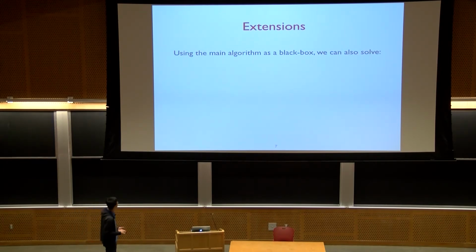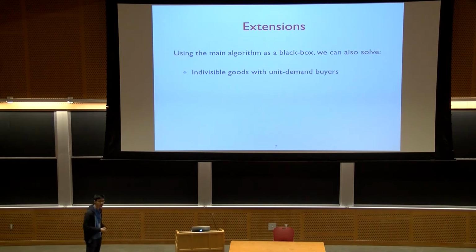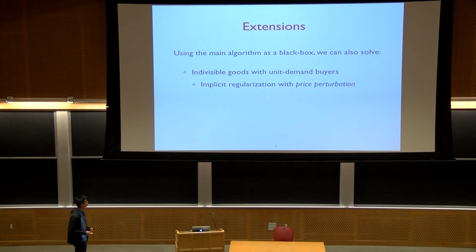There are also two extensions I would like to mention. Using this main algorithm as a black box, we can solve different variants of this problem. The first variant is the problem with indivisible goods, but with unit-demand buyers. Here we have a pretty interesting trick, which we call price perturbation, which I will get to later in the talk.